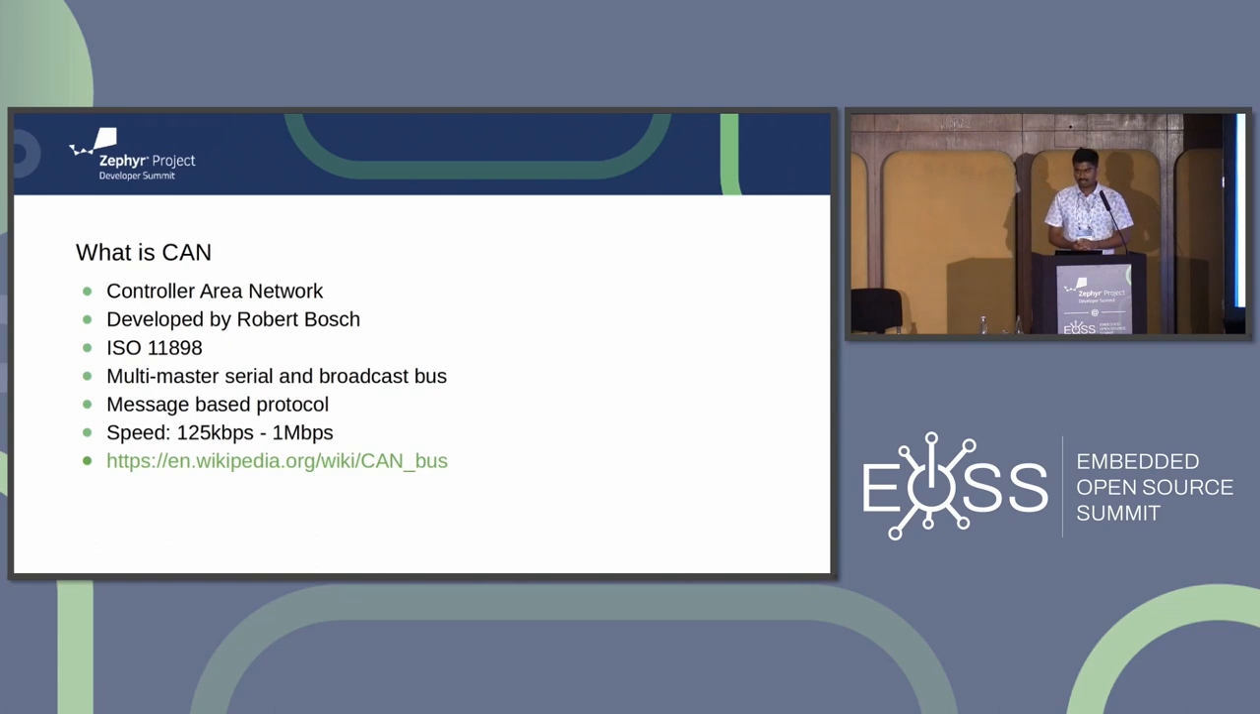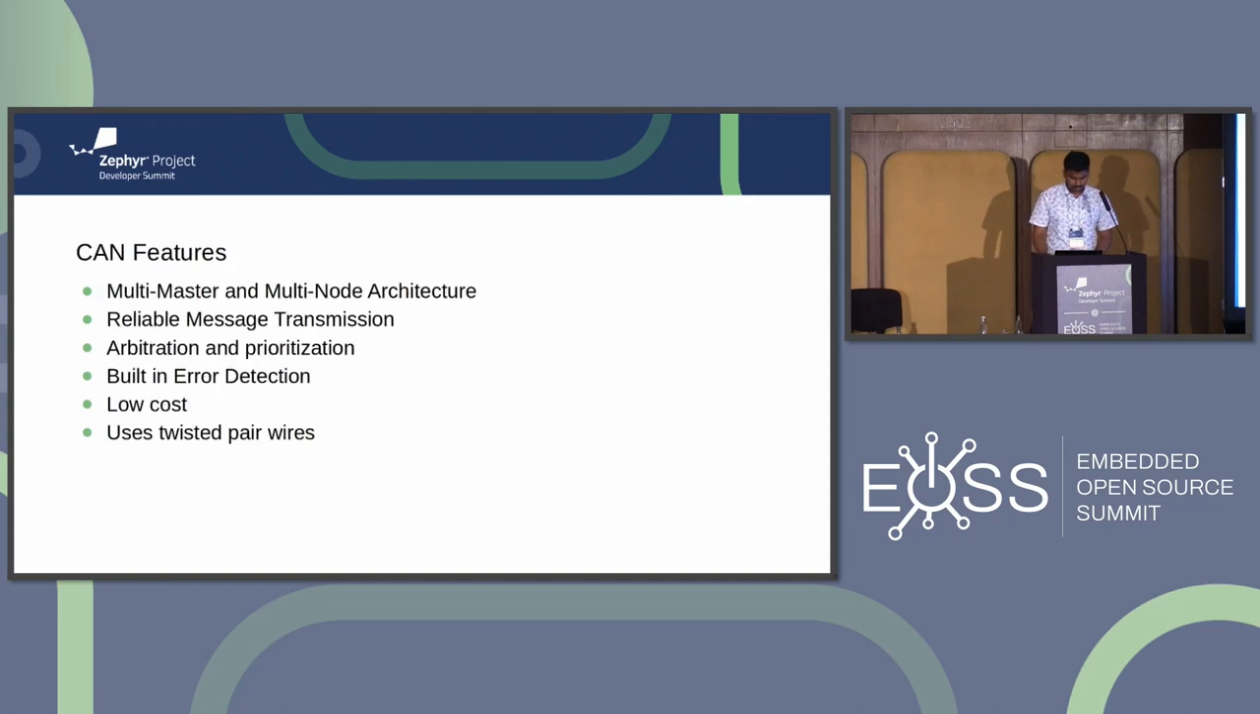CAN is a message-based protocol, meaning it transmits messages in the form of frames. The frame consists of frame header, payload, and frame trailer. And CAN operates at different data rates from 125 kilobits per second to 1 megabit per second. Depending on the user application, we can configure it to 125 or 250 or 500 kilobits per second.